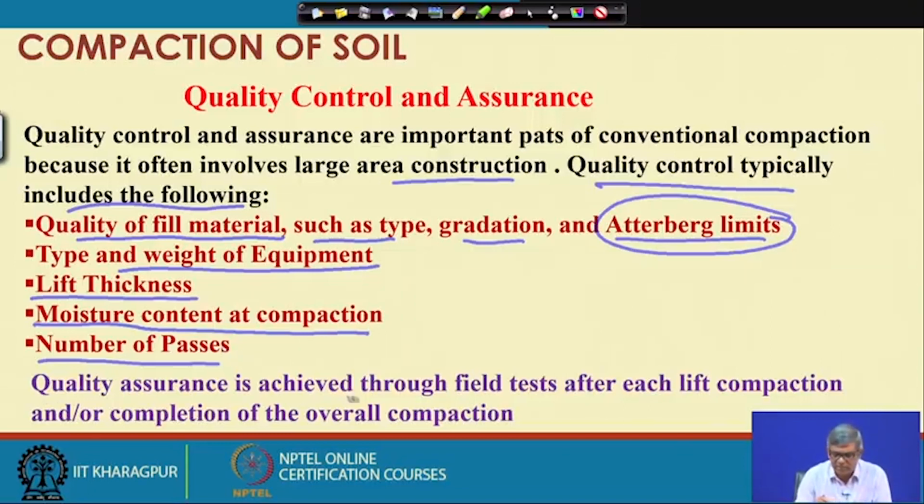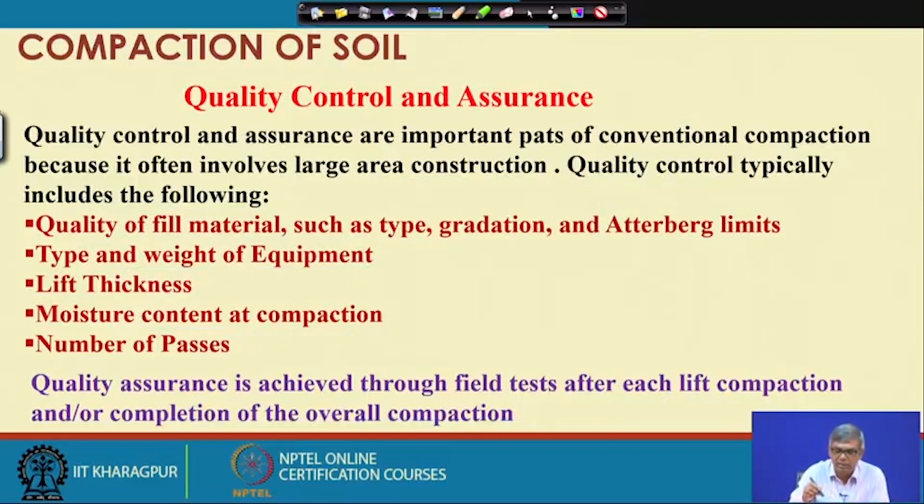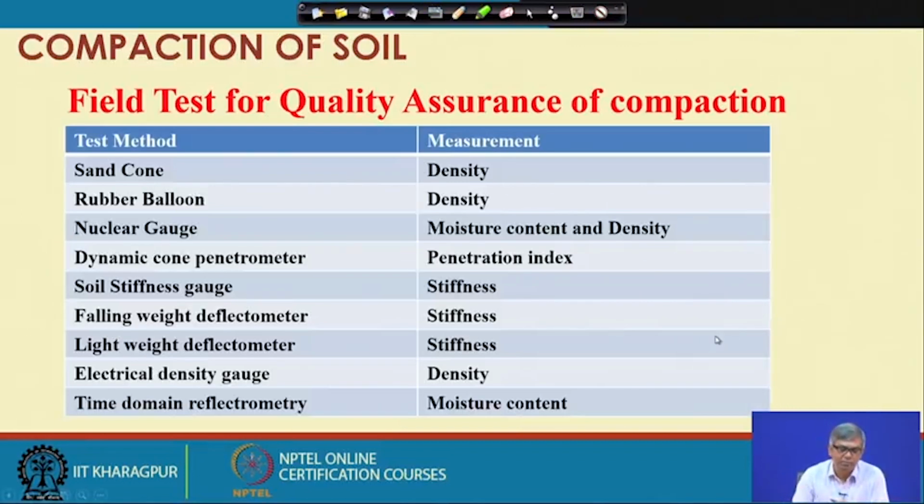Quality assurance is achieved through field tests after each lift compaction and or completion of the overall compaction. So, after a 200 millimeter thick layer is compacted, at the completion of that stage one can do a field compaction density test, and finally ensure that the required dry density is achieved. For that there are a number of methods: the sand cone method to find out density, the rubber balloon, nuclear gauge, dynamic cone penetrometer, soil stiffness gauge.